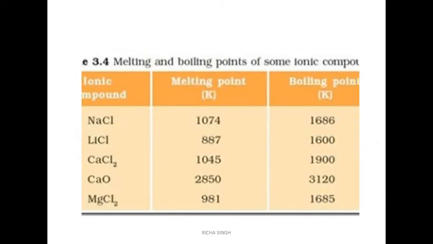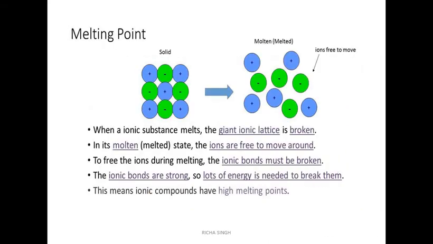Here is a list of some ionic compounds where you can see the melting and boiling points. The temperatures are given in Kelvin. You can see the values. All the values are above 800 Kelvin. So much heat is required as they have a strong electrostatic force of attraction between the ions.